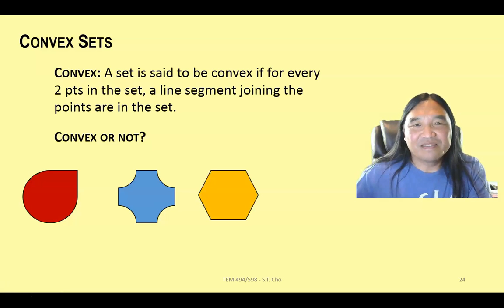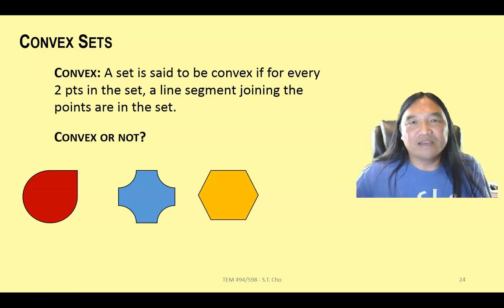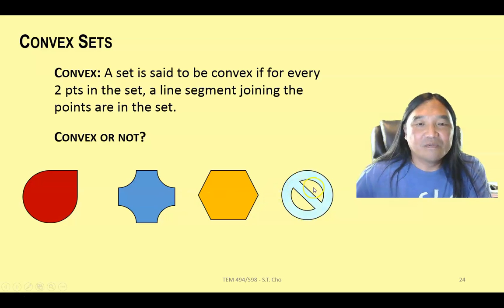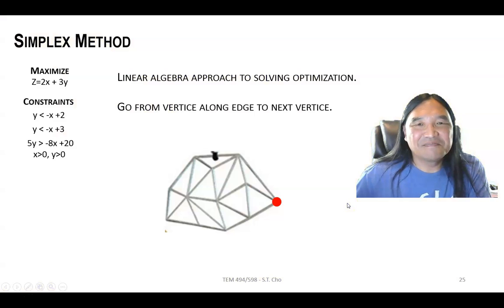Is this convex? Yes. Pretty much any polygon is going to be convex. What you're looking for is the void points within it. And so obviously this is not convex.